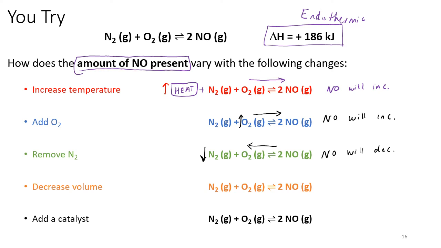Decreasing the volume, which is another way of saying increasing the pressure. And we learned that we had to determine first the number of moles on the reactant side that was a gas and the number of moles on the product side that was a gas. So in this scenario, we have 1 mole of N2, 1 mole of O2, so a total of 2 moles of gas on the reactant side. And then we have 2 NO, so we also have 2 moles of gas on the product side. So in this situation, since the moles of gas are equal to one another, changing the pressure or the volume will not do anything. In this case, there would be no change.